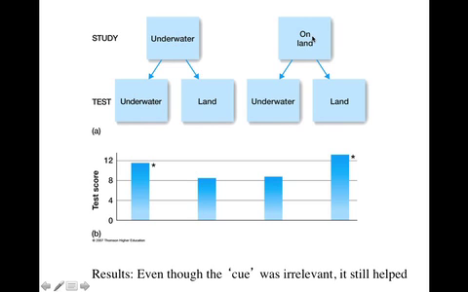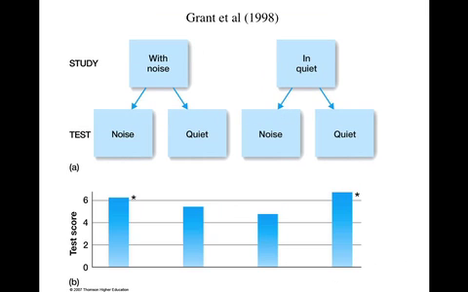For those who learned it on land, they were better at remembering it on land versus when they had to remember it underwater. So even though the cue is irrelevant, being underwater had nothing to do with the word list. It's the exact same word list. Just being in the same situation allowed people to remember better. Same thing with something distracting like a noise. If you're learning information with noise, people remember better when they're later tested with noise than quiet, and vice versa.